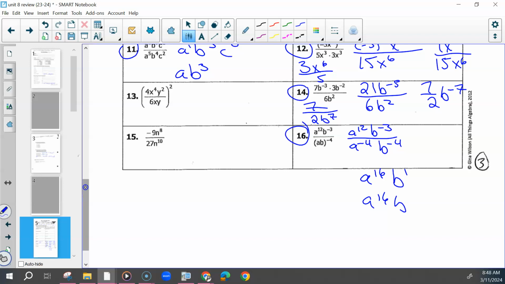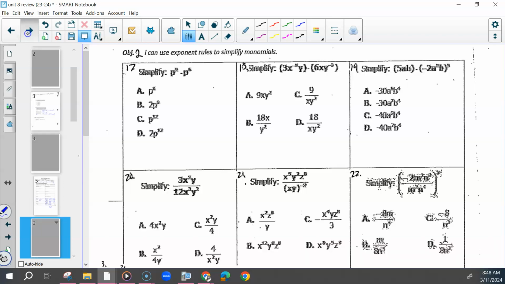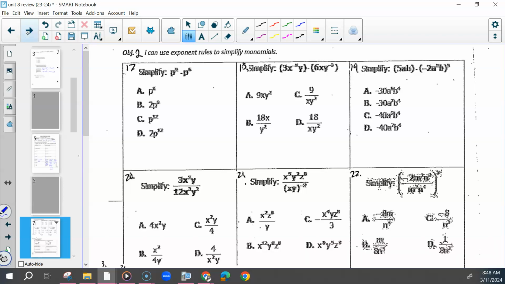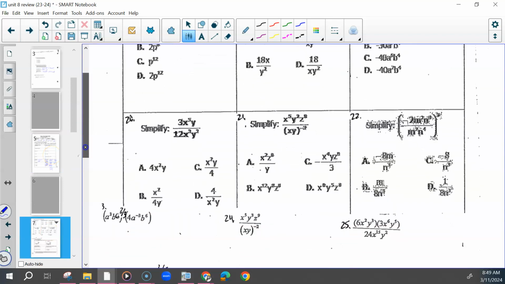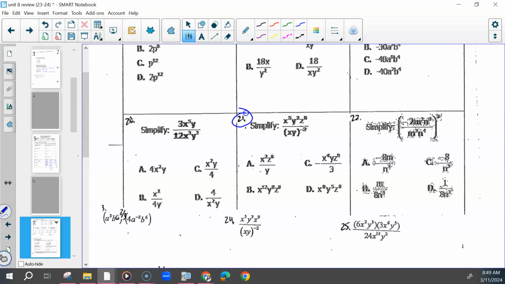On to page 4. Questions here? We do 21 and 19. I'm going to say 21 is very similar to the one we just did, but we can still do it. 21 and 19.